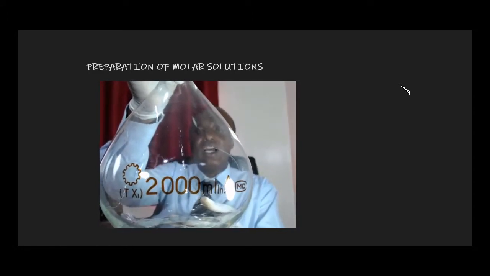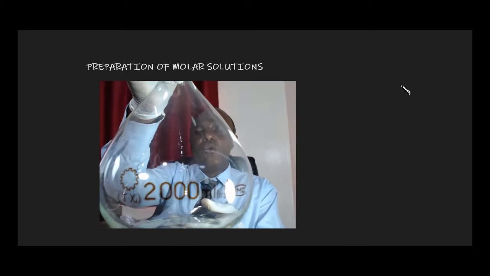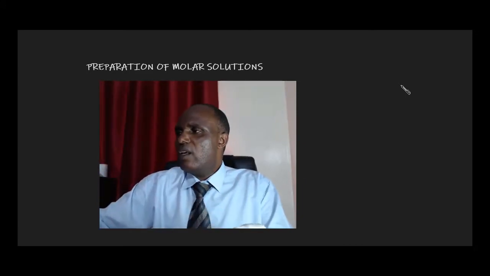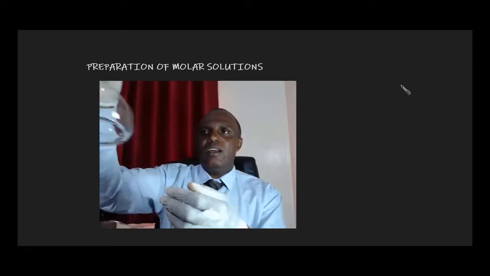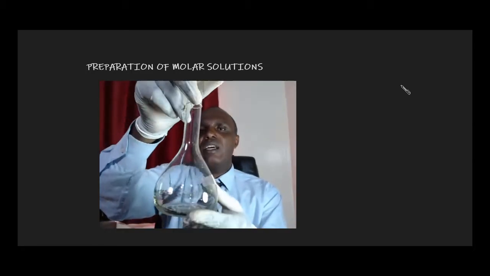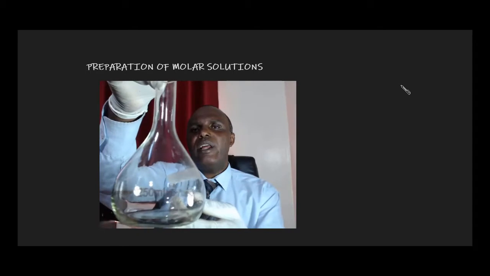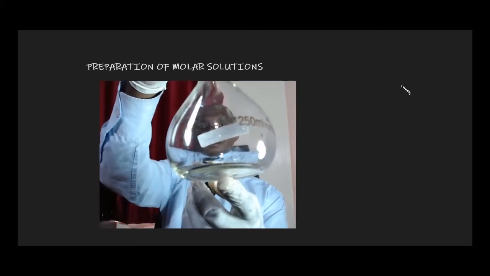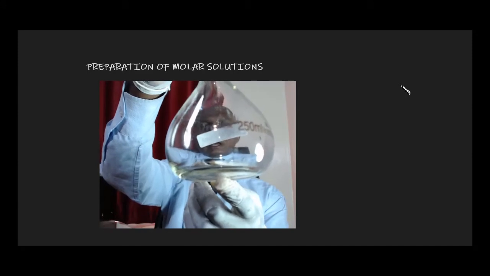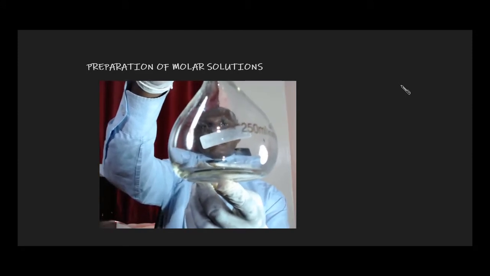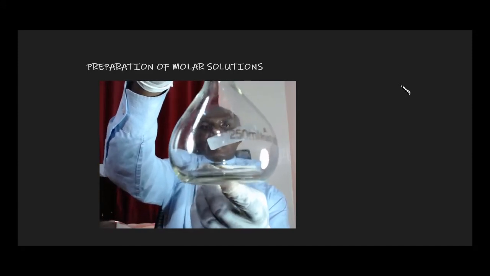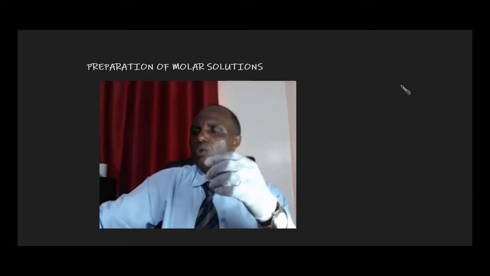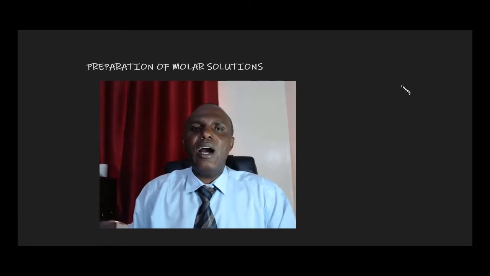This is another volumetric flask. This one is a 2 liter volumetric flask. If you want to prepare more solution, you can use that one. Then we have a smaller volumetric flask, which is 250 mls. This is the 250 ml volumetric flask. We use it whenever we are preparing a smaller amount of solution.